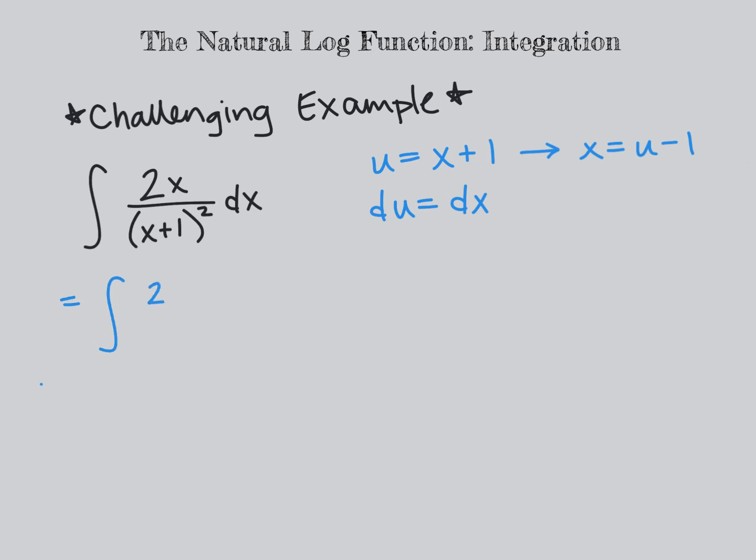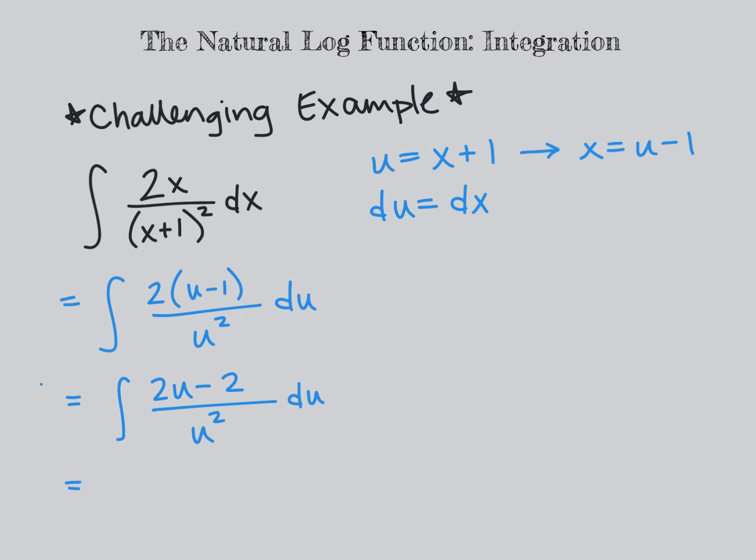So replacing this integral and writing it solely in terms of u will look like this. Our numerator will be 2 times x. x is u minus 1, so it's 2 times u minus 1. The denominator, x plus 1 to the second, will be u to the second. And then our dx is replaced with du. Now we have a numerator of 2u minus 2, and it's all over u squared. Yes, you could bring that 2 out front if you wanted to do that as well. I'm just going to skip doing that in this case.